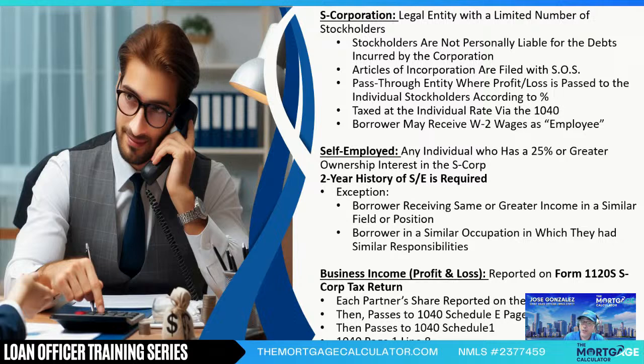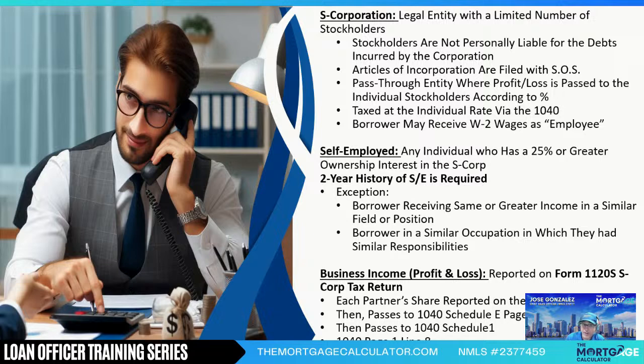So, you're seeing how you can get the exception to less than 2 years in business, and it's really going to be linked to what they were doing previously. If they were in a similar type of involvement, then there's a very good chance that you're going to get the exception.